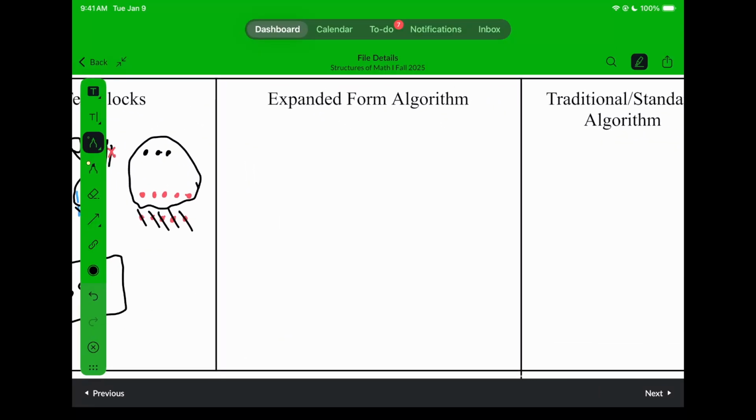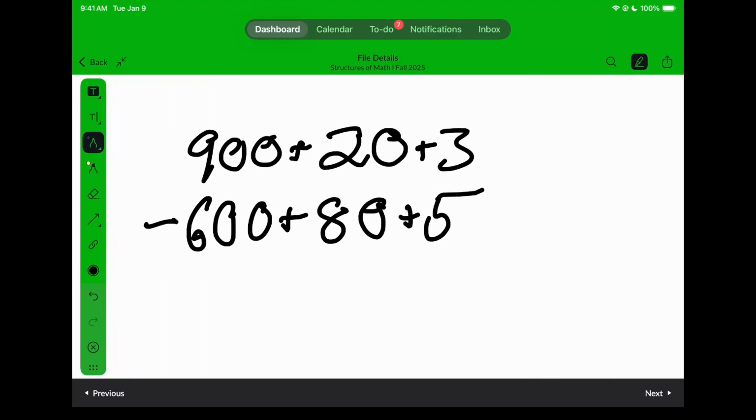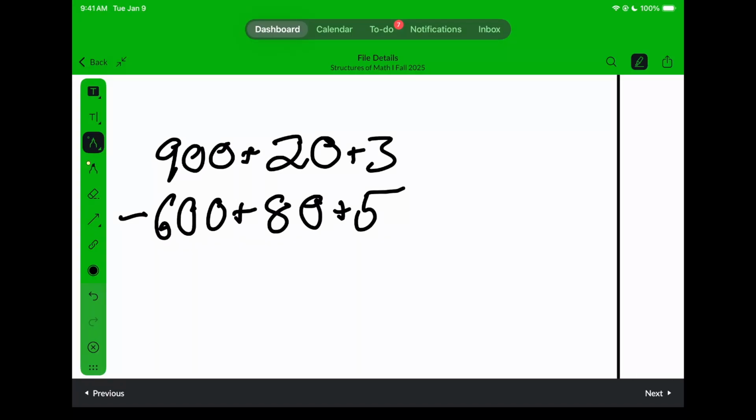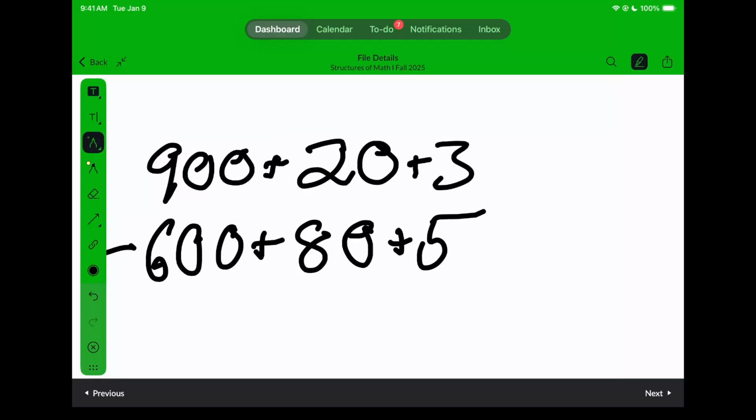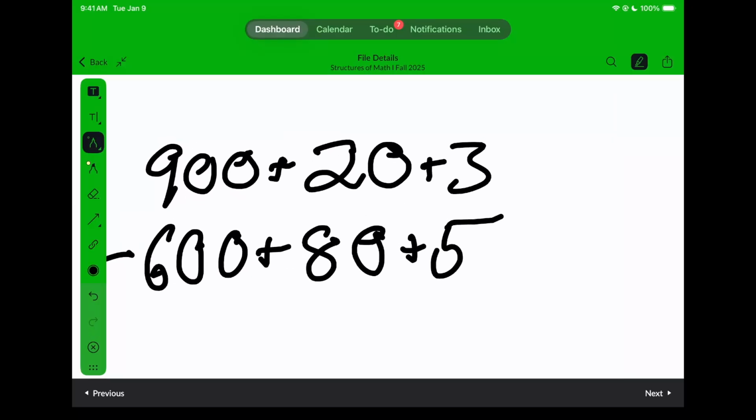Expanded form is going to look semi-similar. We're going to have 900 plus 20 plus 3, and then 600 plus 80 plus 5. But we're subtracting. The plus signs are still here because we're just expanding out the number, and it's still the number. So 900 plus 20 plus 3 is 923.